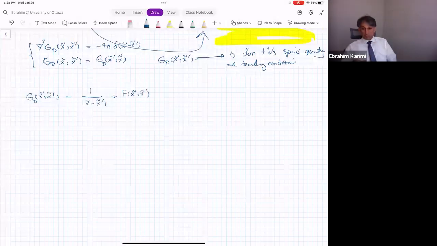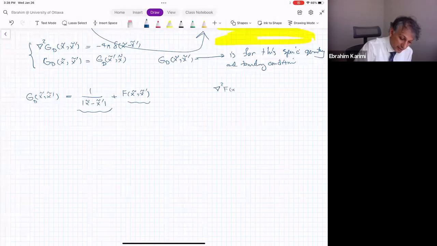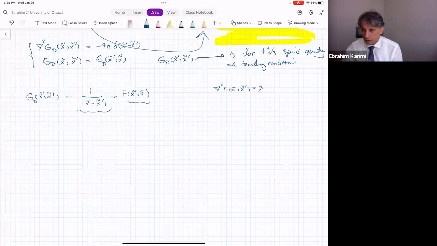Excellent. So that's a Green function. We know that this is giving us minus 4 pi delta of x minus x prime. So the Laplacian of f of x and x prime should be equal to 0. Now find f, guys.